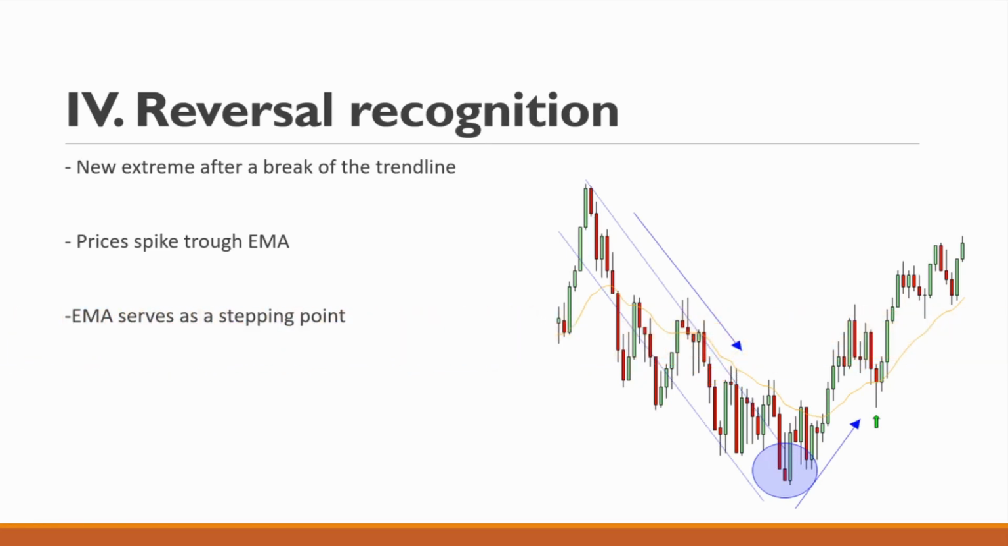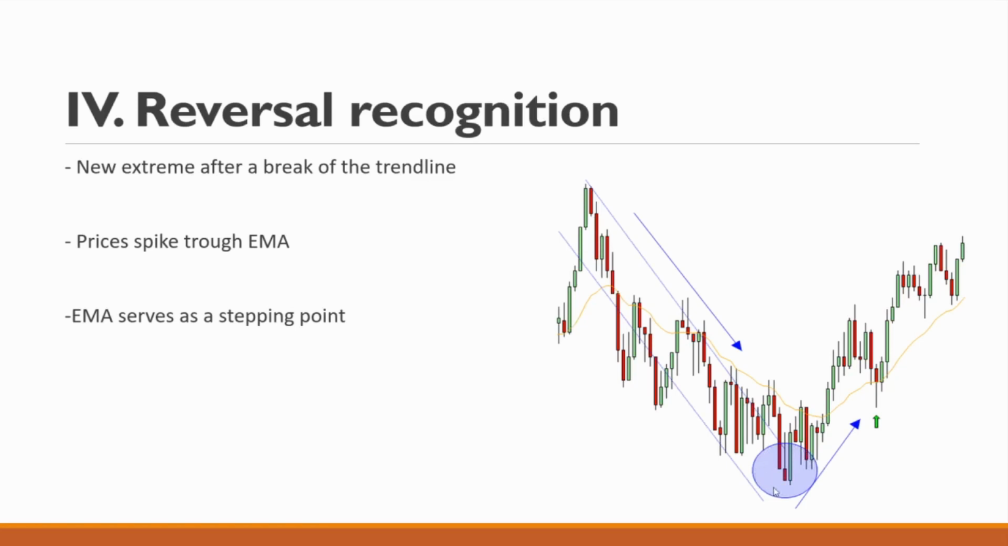Reversal recognition is a big topic in itself, but I'm just going to cover how EMA helps us to find good entries when the trend is reversing. The first important factor when identifying reversal is that there has to be a break of a trend line and a retest of a new extreme. After a new extreme, when prices spike through EMA, the way EMA holds prices next is the key factor to entry. So on the picture on the right side, the trend is working lower, you have a break and a retest of a new extreme.